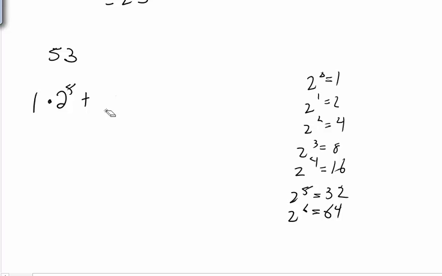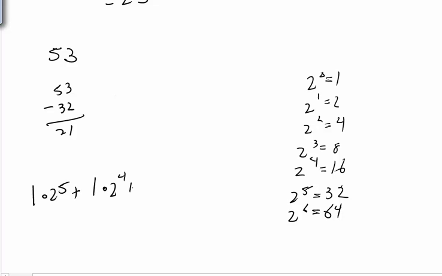Okay, and then let me write this a little lower here. So 1 times 2 to the 5th plus some multiple of 2 to the 4th. Well, let's take the 53 and subtract out the 2 to the 5th, which is 32. And so that equals 21. Okay, so I'm going to look at my 21. I know I can fit 1 2 to the 4th in there evenly. So I'm going to take the 21 and subtract off 16. And that'll give me 5.